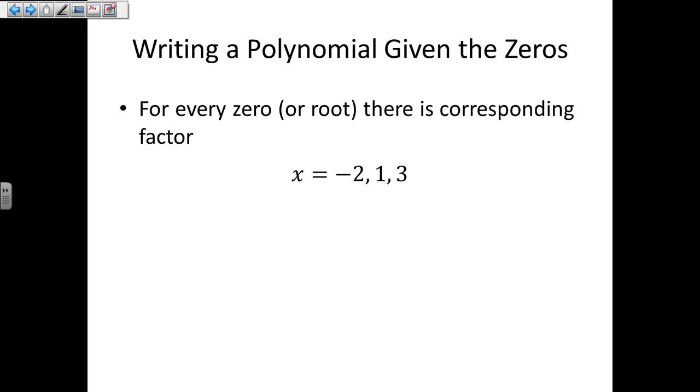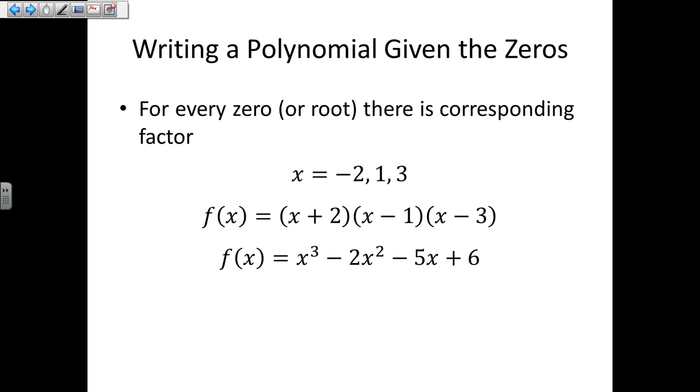Now let's go ahead and use an example where they tell us that x equals -2, 1, or 3 are the zeros of the polynomial, or the roots of the polynomial. From each of those roots, we create a factor. So the root -2 creates the factor x plus 2, the root 1 creates the factor x minus 1, and the root 3 creates the factor x minus 3. Now our job is simply to multiply all of these together. We get f of x equals x cubed minus 2x squared minus 5x plus 6. I expect that you should know how to multiply those binomials together.